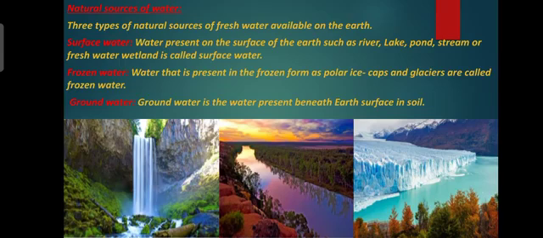And second one, frozen water. Water that is present in the frozen form as polar ice caps and glaciers is called frozen water. A large portion, 68.7% of the total available fresh water, is in the frozen state. Third one, groundwater. When it rains, a part of it seeps through a layer of soil. This water reaches the soil and rock, where it gets collected as groundwater. Groundwater can be obtained by drilling a well or sinking a tube well to reach the water table.